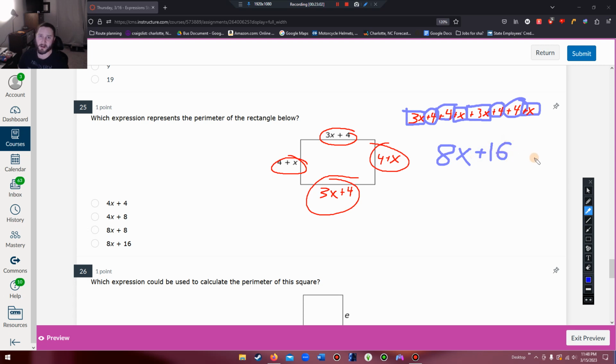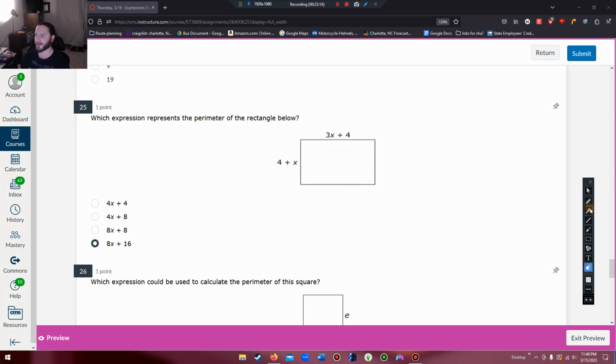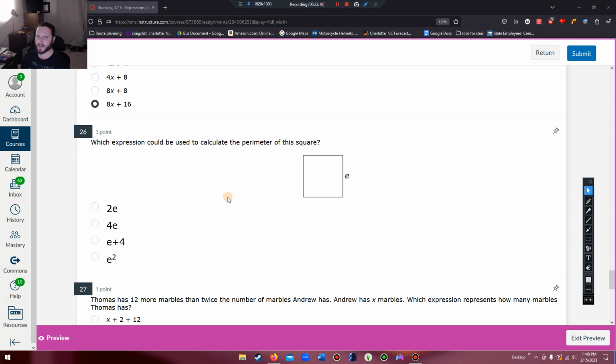That's as hard as these problems ever actually get. This is the hardest example of a combining like terms problem that I could even come up with. And I had to look through my past tests to find this one. So, yeah, that's it. Number 26, practicing those same skills.